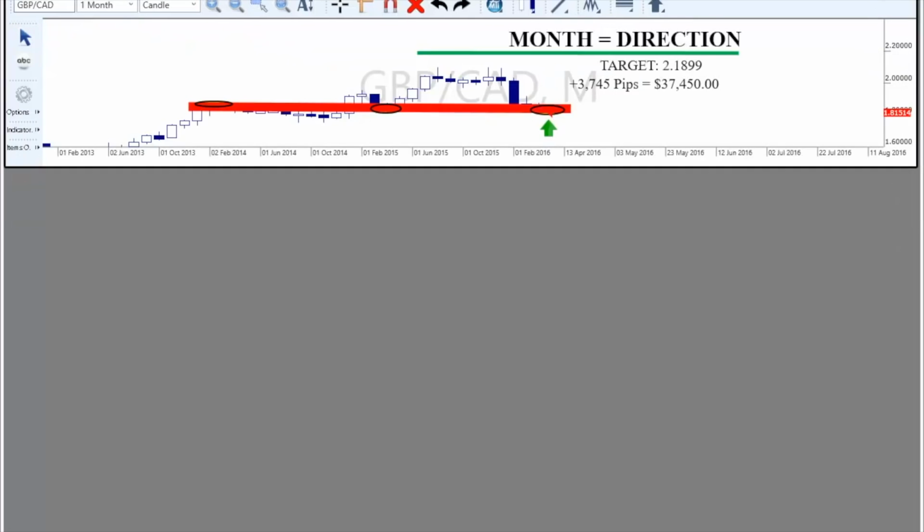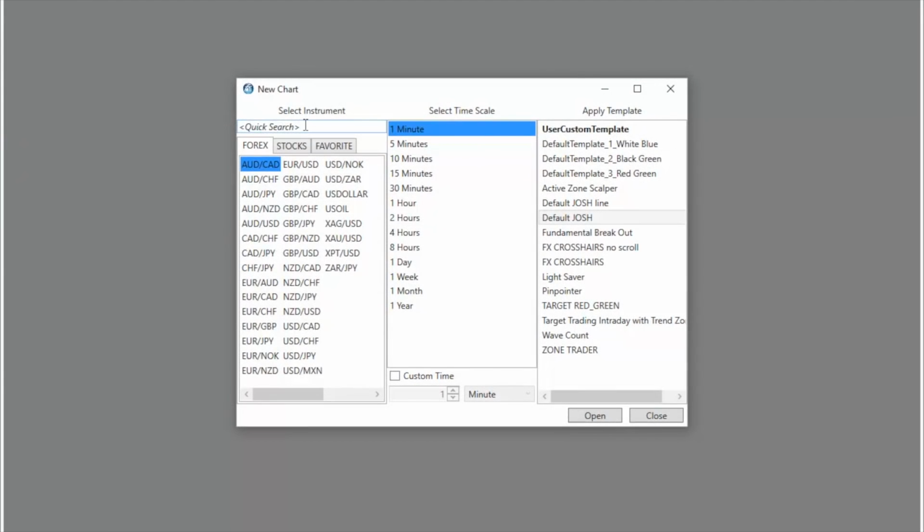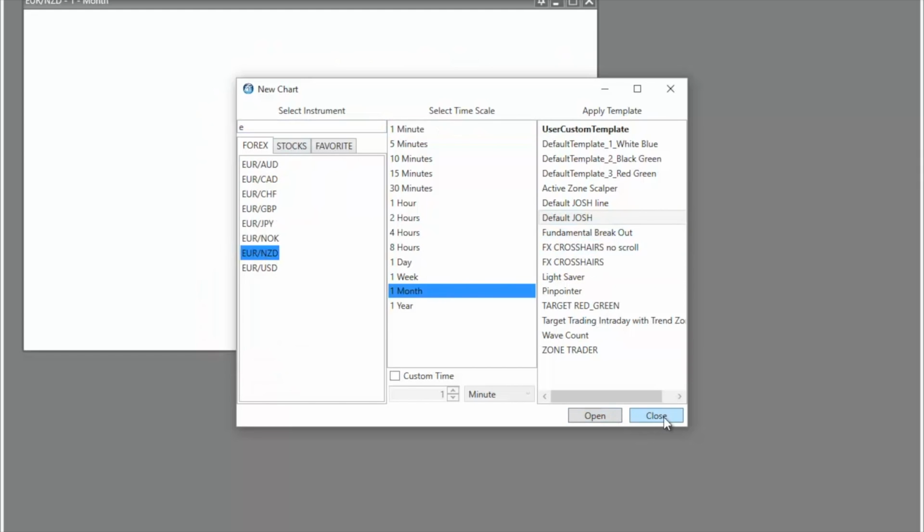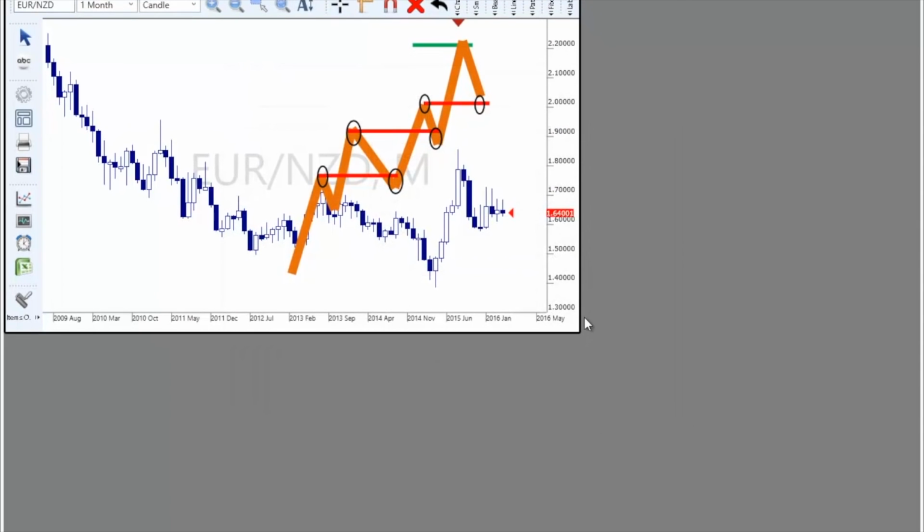We'll do one more and then we'll call this a wrap. We'll pull up the Euro NZD. Same thing. We're going to do it a little bit faster this time because we're already 20 minutes into the presentation or the video.